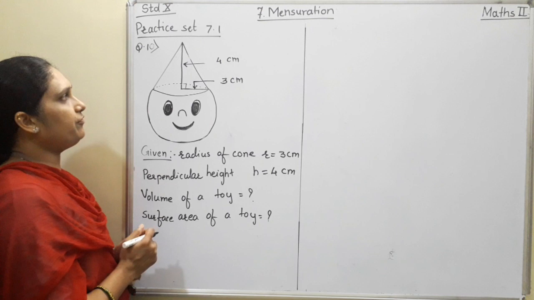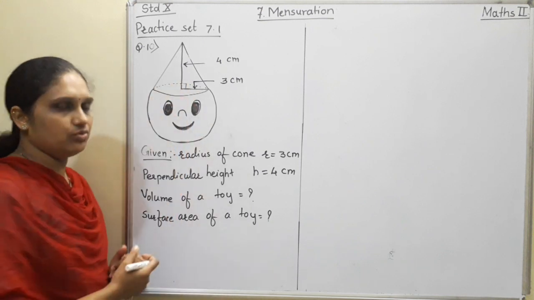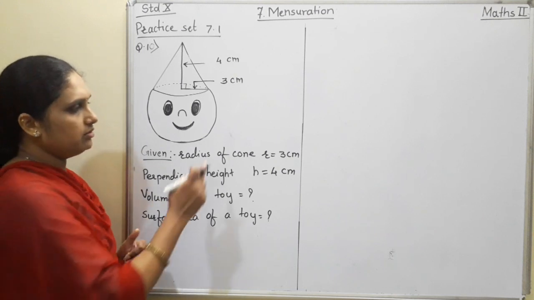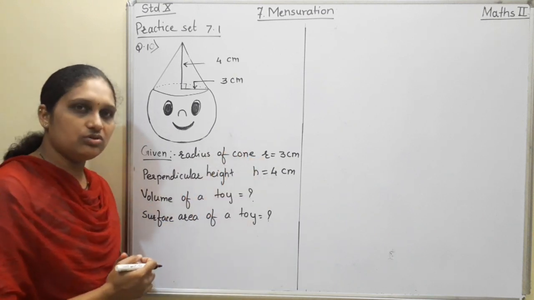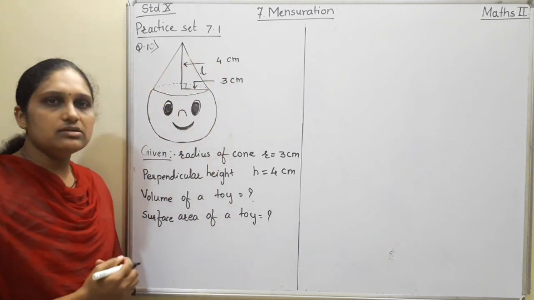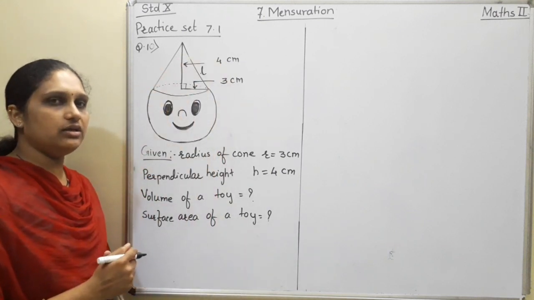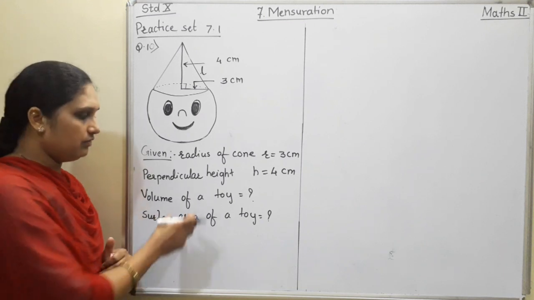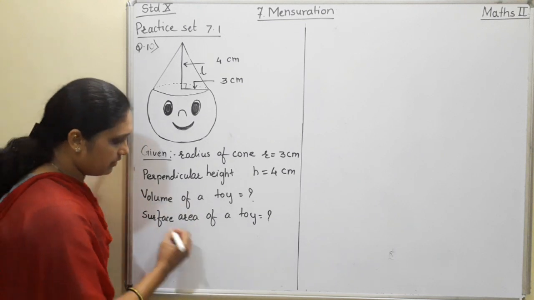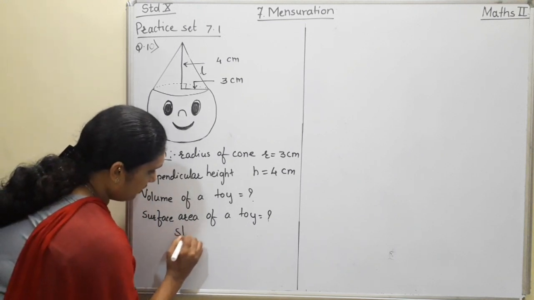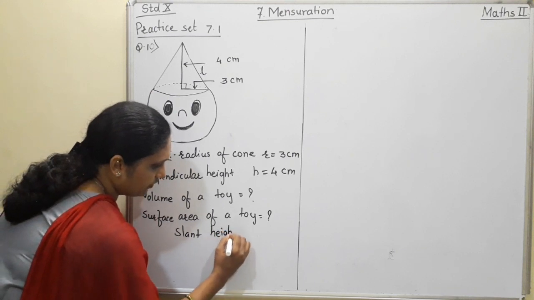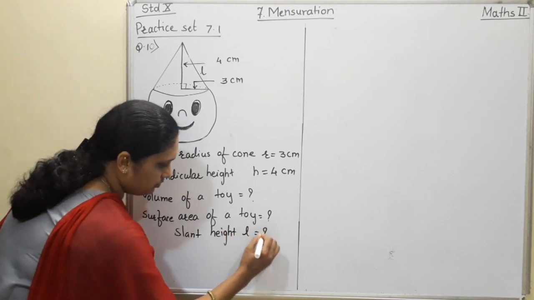So students, when we are finding the surface area of a cone, the formula is pi r l. But here r and h are given, l is not given. L is the slant height, that is this one. So first we'll find the slant height and then we'll solve volume and surface area. So we'll find it here: slant height L equal to question mark.